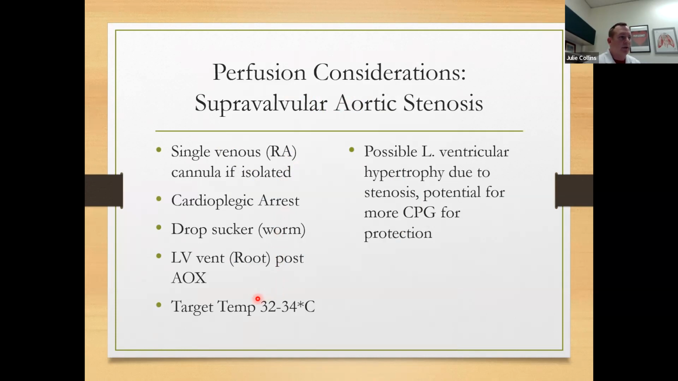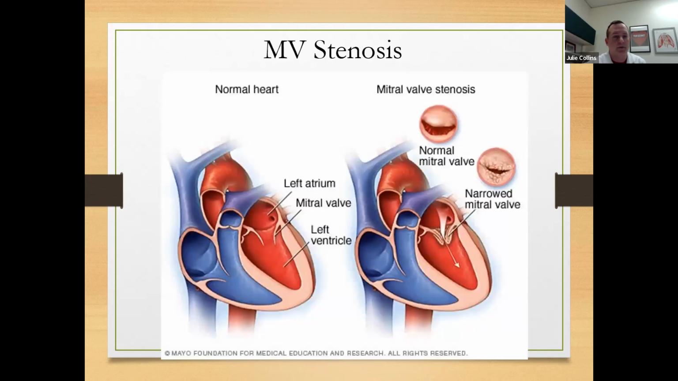Again, should be a relatively quicker case. Keep in mind you may have left ventricular hypertrophy, so more cardioplegia. And ultimately, you will want to put in a root vent because when you're working on the left side of the heart like that, the outflow tract, you're going to want to make sure you're well de-aired before you come off the heart-lung machine.